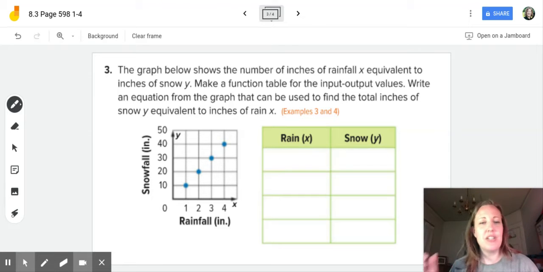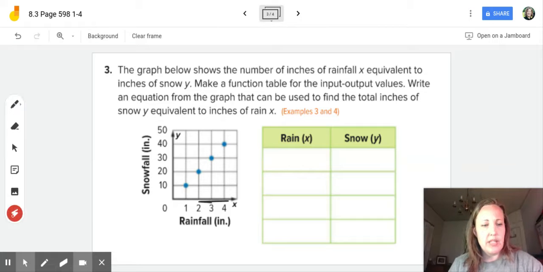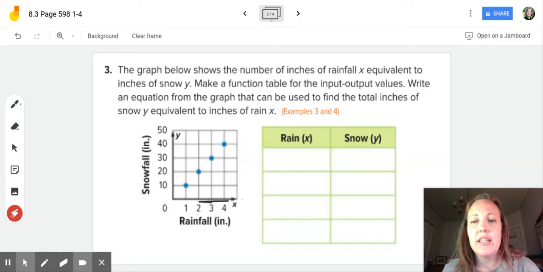I was looking at this question and I had to read it several times. Some math questions are just silly, like the guy that goes to the market and buys 53 watermelon, and I'm like, why would he do that, right? I don't know. Why would he buy that many? This question's kind of like that for me because it says it shows the number of inches of rainfall X, which is right down here. Boom. Well, I didn't want that. I wanted this. Boom. That is equivalent to inches of snow.